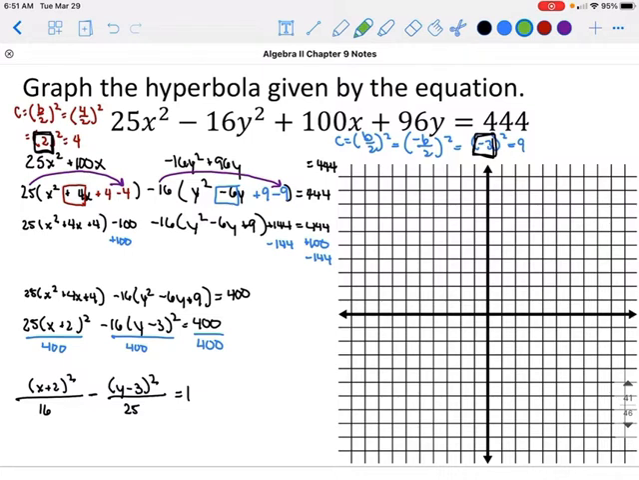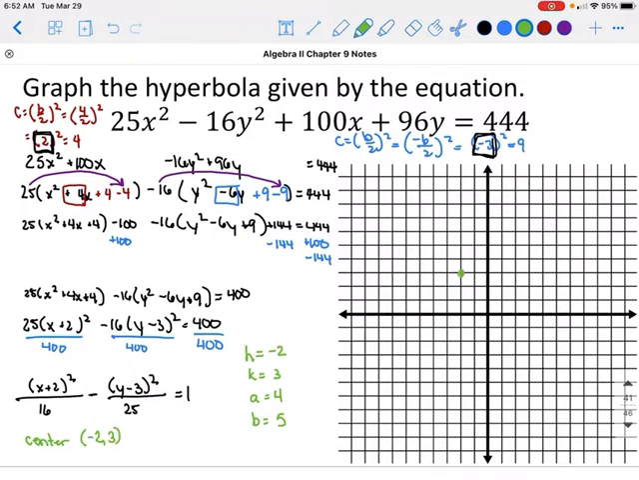Now from here, we can find our h, our k, our a, and our b, and then we can graph our equation. So the value of h, remember, is with the x. When I pull it out of the parentheses, I change the sign. K is with the y. When you pull it out of the parentheses, you change your sign. A squared is just your first number. So if a squared is 16, then a is equal to 4. B squared is the second denominator, or 25, so b is equal to 5. So we do know that our center is going to be at negative 2, 3.